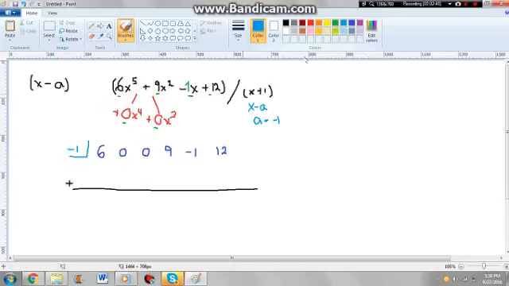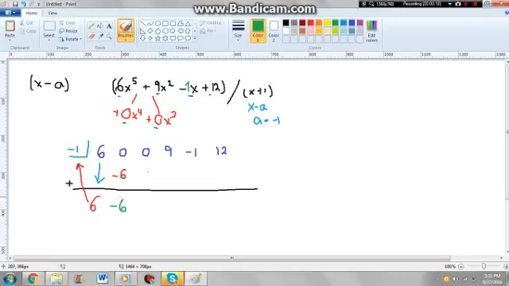Next, I'm going to drop the 6. You have 6, and this is the important part. You multiply 6 by 1, and this square equals 6. Now, see this line right here? We're going to add: 0 plus 6 is 6.